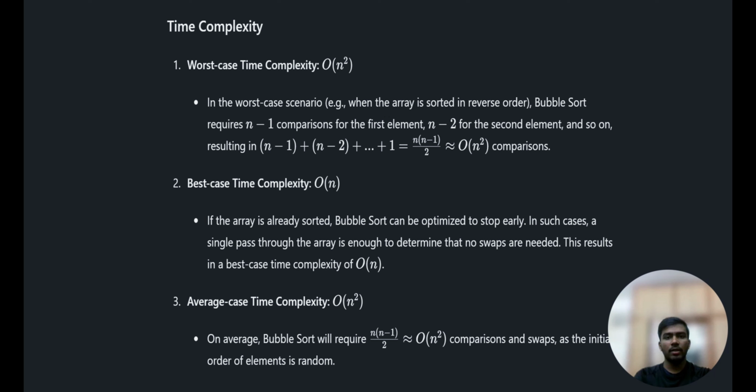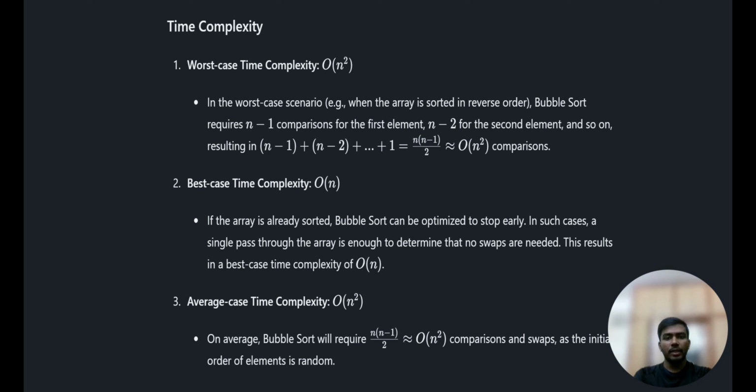Worst case time complexity. In the worst case scenario, when the array is sorted in reverse order, bubble sort requires n-1 comparisons for the first element, n-2 for the second element, and so on, resulting in n-1 plus n-2 till 1, which equals n(n-1)/2, which can be written as n square comparisons.